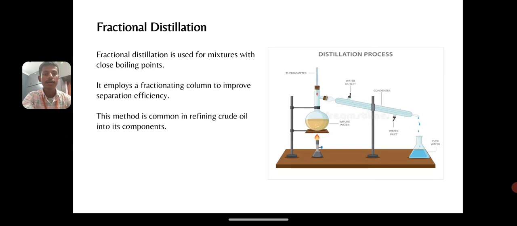Now let us discuss fractional distillation. Fractional distillation is used for mixtures with close boiling points. When the boiling points of liquids are close to each other, simple distillation is not enough. For such mixtures, we use fractional distillation. It uses a fractionating column, which increases the efficiency of separation. This method is widely used in the petroleum industry to separate crude oil into petrol, diesel, kerosene, etc.